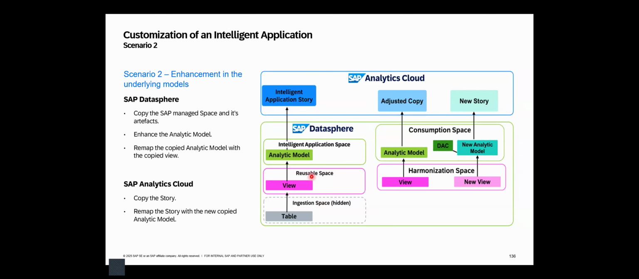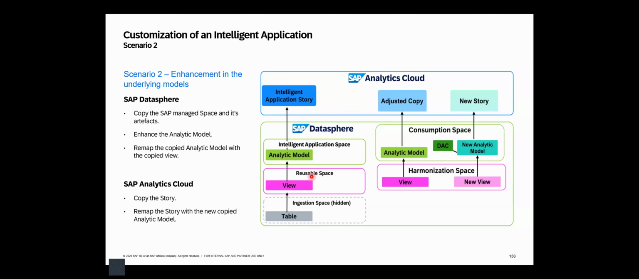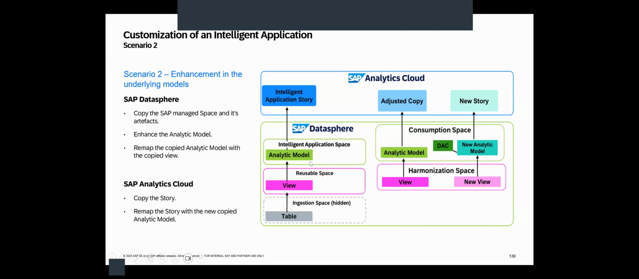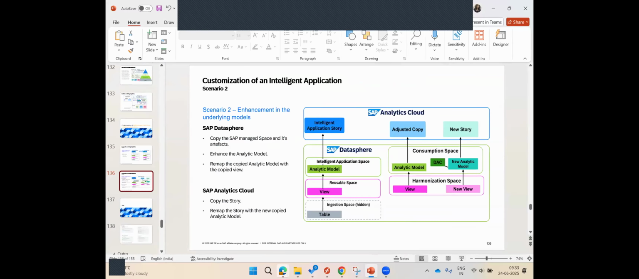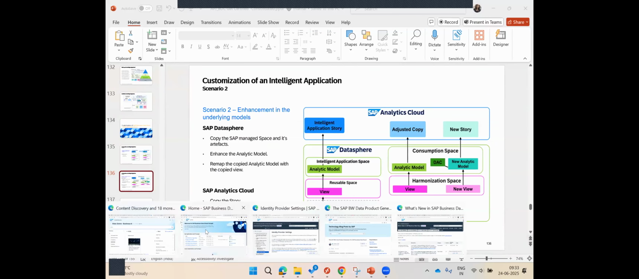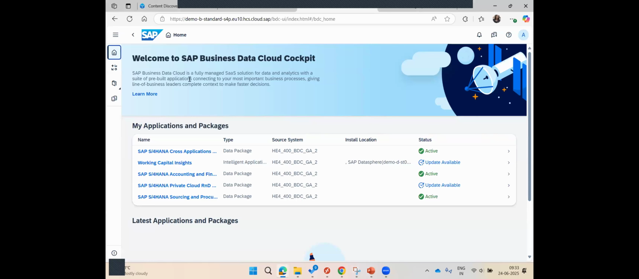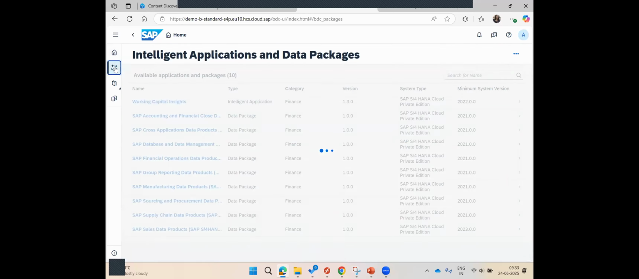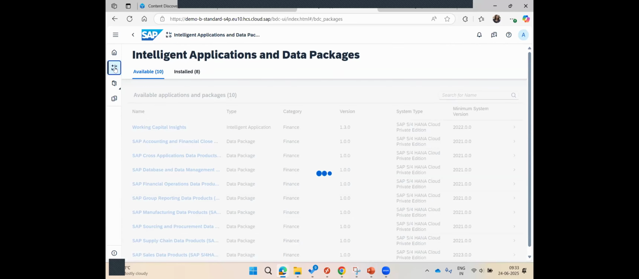We can take a pause from the slides. I can show you a little bit in the system how it looks. So this is how the home page of the BDC Cockpit looks. You will see all your application packages here. This is the main folder you will get to browse more often.